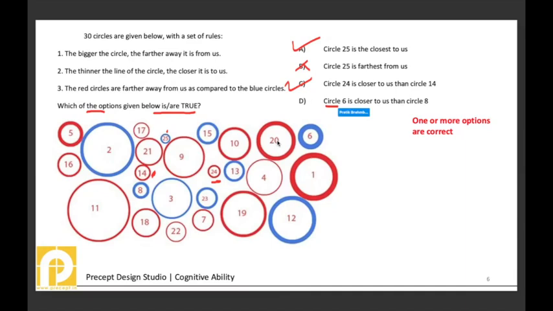Circle 6 is closer to us than circle 8. 6 is here and 8 is here. 6 is a bigger circle compared to 8, which means bigger the circle, farther away it is, which means 6 is farther away from you. But if you look at the thickness, what is given here, thinner the line, closer it is to us. 6 is the thickest line, so it is not closer to you, it is farther away. So D is wrong. A and C only are correct here. Okay, we'll move to the next one.